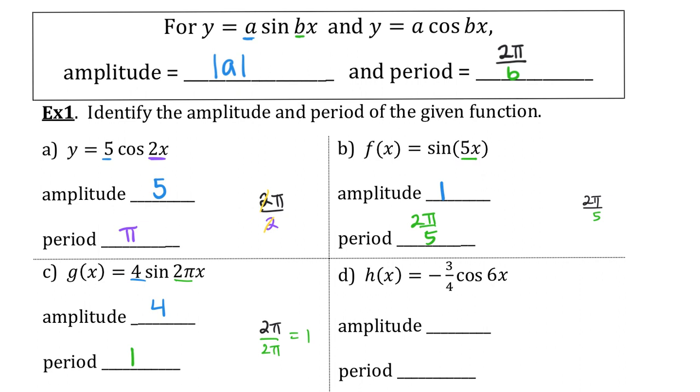Okay, d, h of x equals negative 3/4 cosine of 6x. What is the amplitude? Yeah, the amplitude is 3/4. The negative indicates that there is a reflection over the x-axis. It doesn't have anything to do with the amplitude. The period is not 2 pi because there's a 6 in front of my x. So it's going to be 2 pi divided by 6, which is what? It's still a fraction, but can we simplify it? Yeah, let's divide it by 2, and we get 3. So the period is pi over 3.